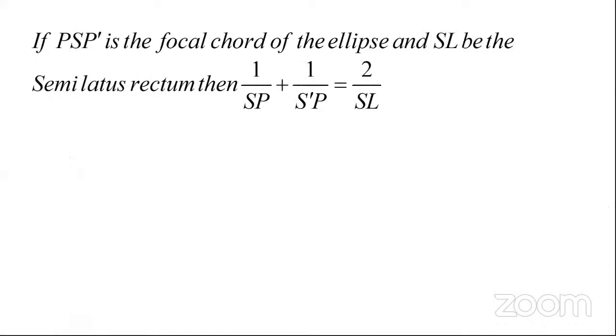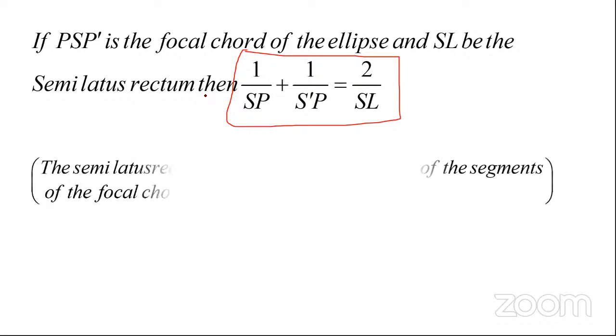Next, if PSP dash is the focal chord of the ellipse and SL is the semi-latus rectum, then 1 by SP plus 1 by S dash P equal to 2 by SL. We have the proof for that. That is nothing but the semi-latus rectum is the harmonic mean of the segments of the focal chord.